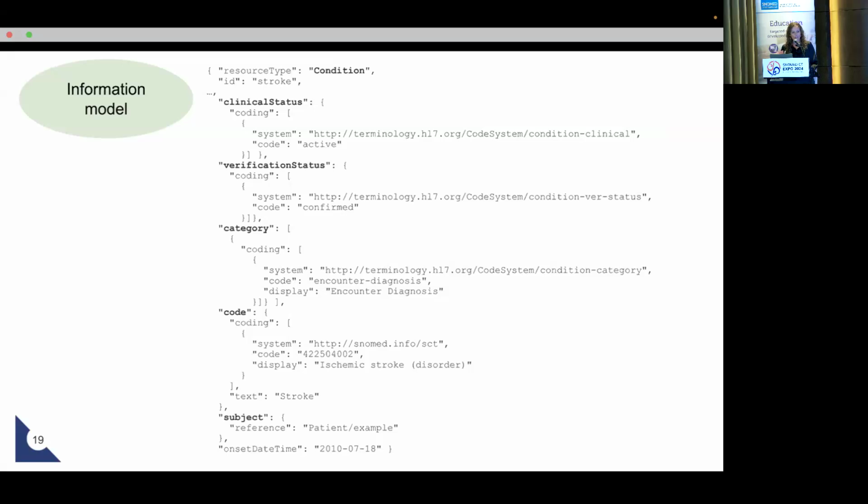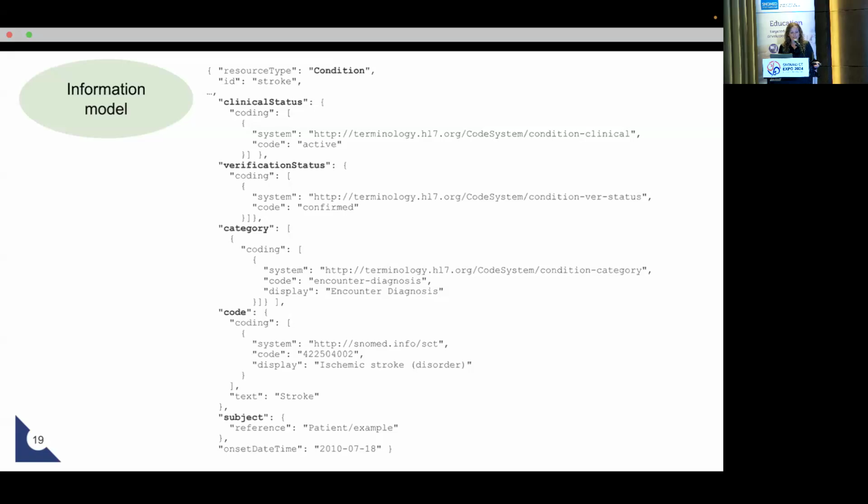As you can see at the top here, it's a condition resource. And if we go down to the code part, where you can see there is a coding, that coding is the first part. You can see the system is SNOMED. There's a URI for SNOMED. So that URI, snomed.info/SCT, is how we represent the SNOMED code system. The code that we are representing here is the SNOMED identifier for ischemic stroke, where we have used the fully specified name as the display.